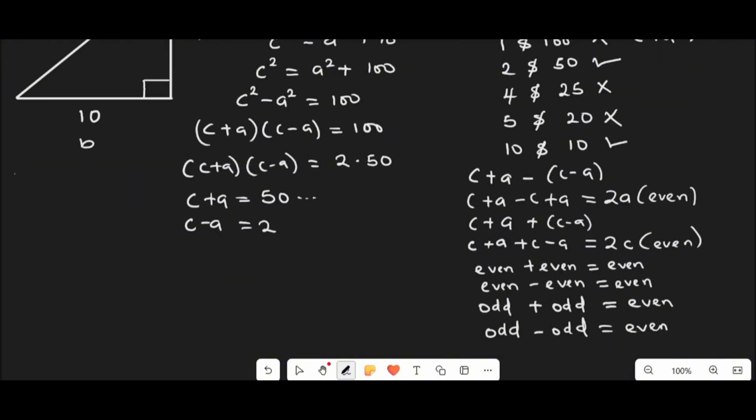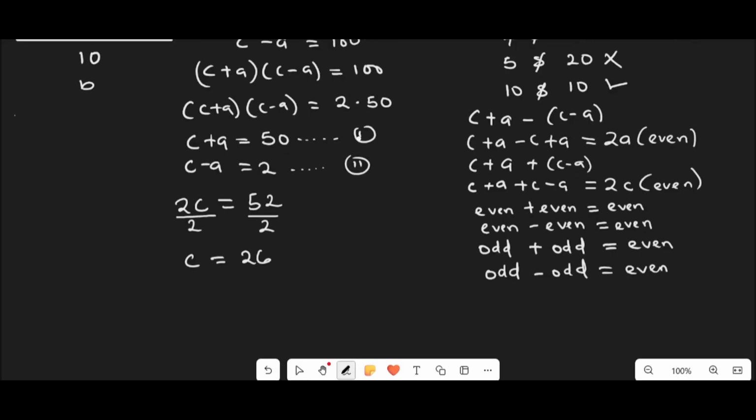Let us name this equation 1, this one equation 2. So let us add equation 1 and equation 2 together. If we add this, we are going to have 2C, plus A plus negative A will give us 0, equal to 50 plus 2, we are going to have 52. Divide both sides by 2. C equal to 26.